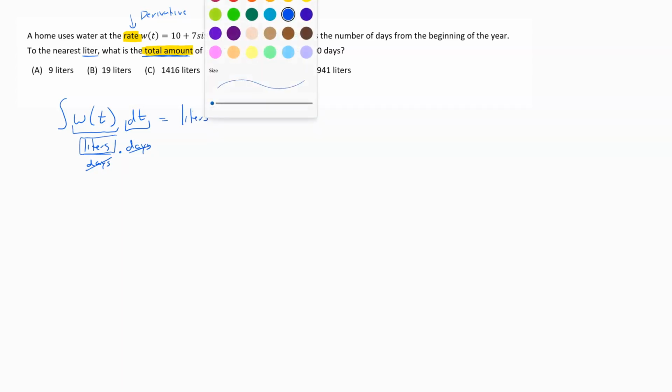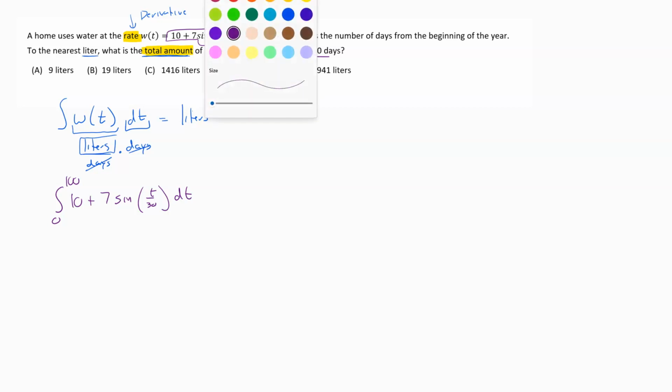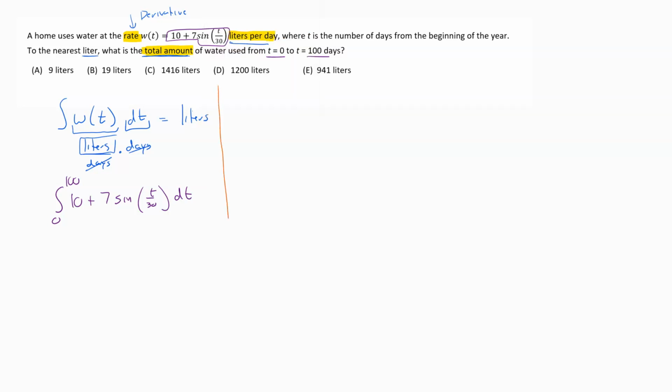So on our problem, we would want to set up an antiderivative, and our bounds here are going to be 0 to 100. And what we'll be taking the antiderivative of is the equation they gave us to start with up here. So 10 plus 7 sine of t over 30 dt. The great news about this is we don't actually have to do this antiderivative by hand. This is a calculator allowed section, and so we can just pop this into our calculator and get to our answer pretty quickly.